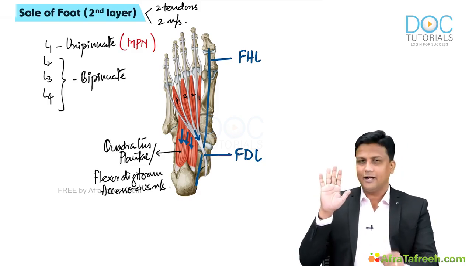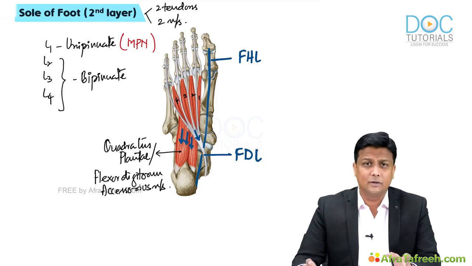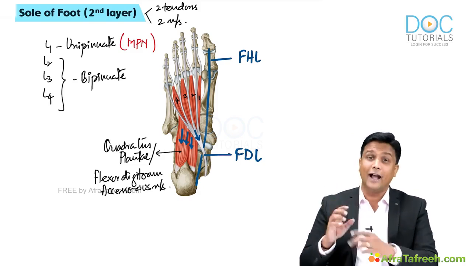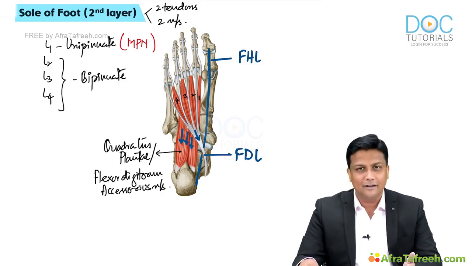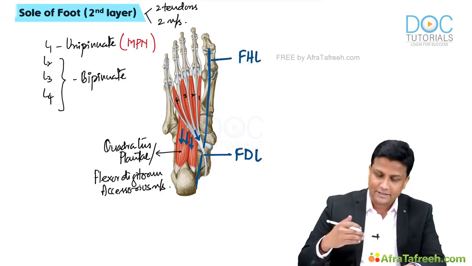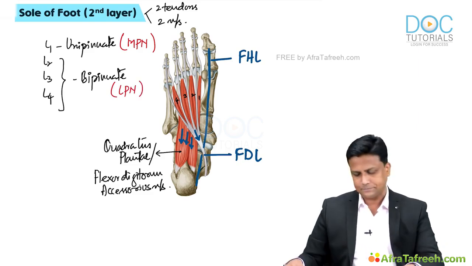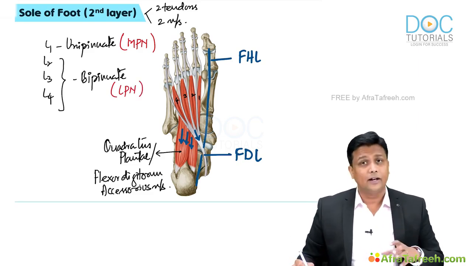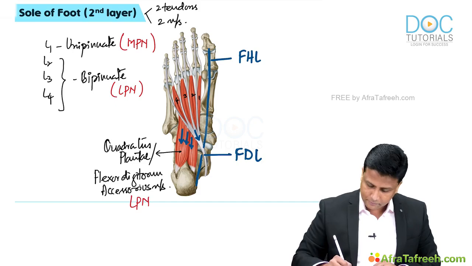Now again, in the hand, the third and fourth lumbricals are bipinnate, and the bipinnate ones are supplied by the ulnar nerve. And what is the nerve corresponding to the ulnar nerve in the foot? That is the lateral plantar. So all 3 of them, the second, third and fourth lumbricals, are supplied by the lateral plantar nerve. Now what is the only muscle that is left out after the lumbricals here? That is quadratus plantae. Even that is taken care of by the lateral plantar nerve only.